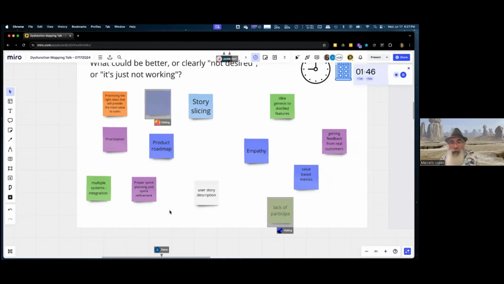And for those wondering, because this is a recording, this is water with ice. Fantastic.